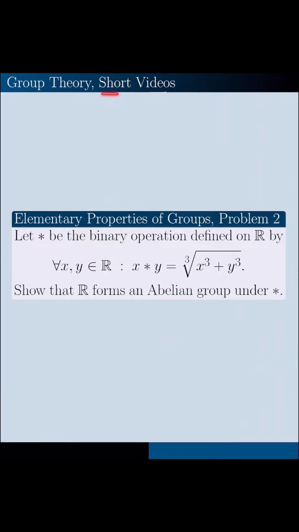Hello, in this short video I'm going to solve the following problem for you. Let star be the binary operation defined on R by, for all x and y in R, x star y equals the cubic root of x cubed plus y cubed. Show that R forms an abelian group under the binary operation star. Pause the video at this point and give it a try.